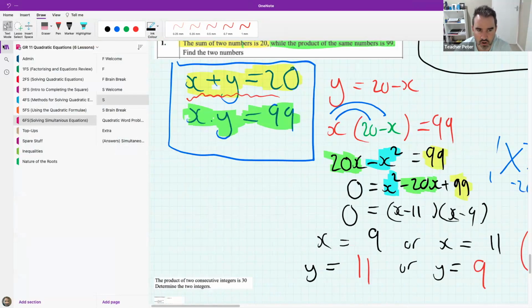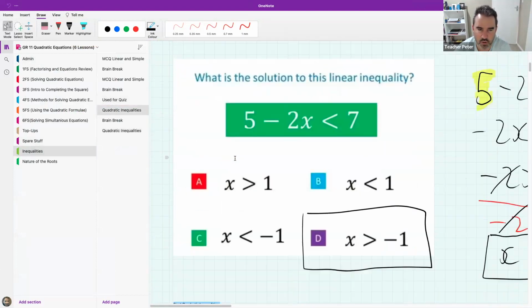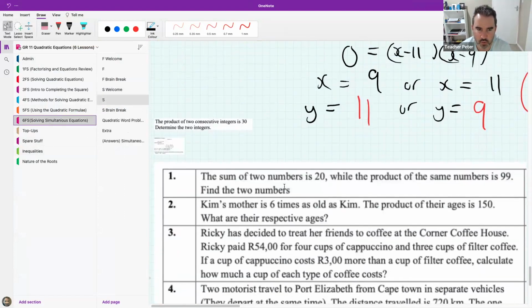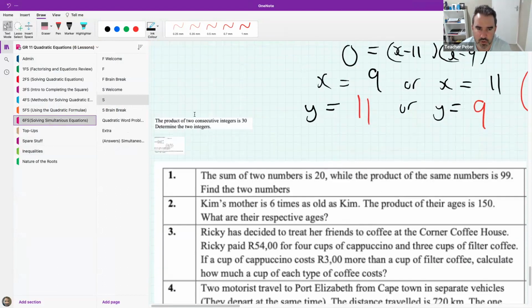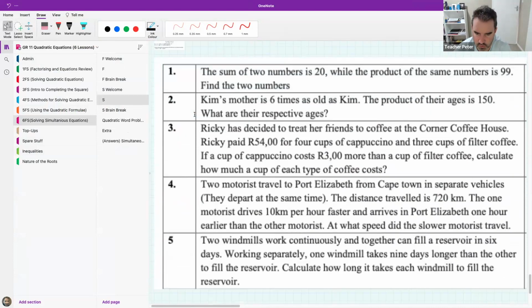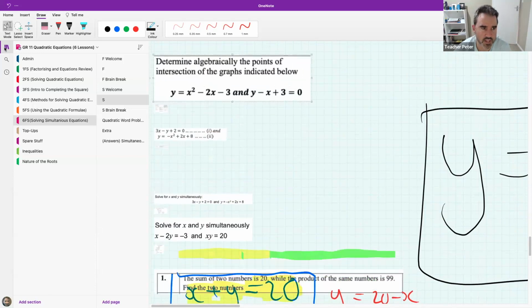So what I'm going to do in the last 10 minutes is, should I go and get an inequality question? Let's have a look. Actually, you know what, guys? I'm actually going to do one more simultaneous equation. I think we've done simultaneous the whole day. We should probably do one more like this. So let's do another simultaneous. Let's do this one. So we're going to end with this one.